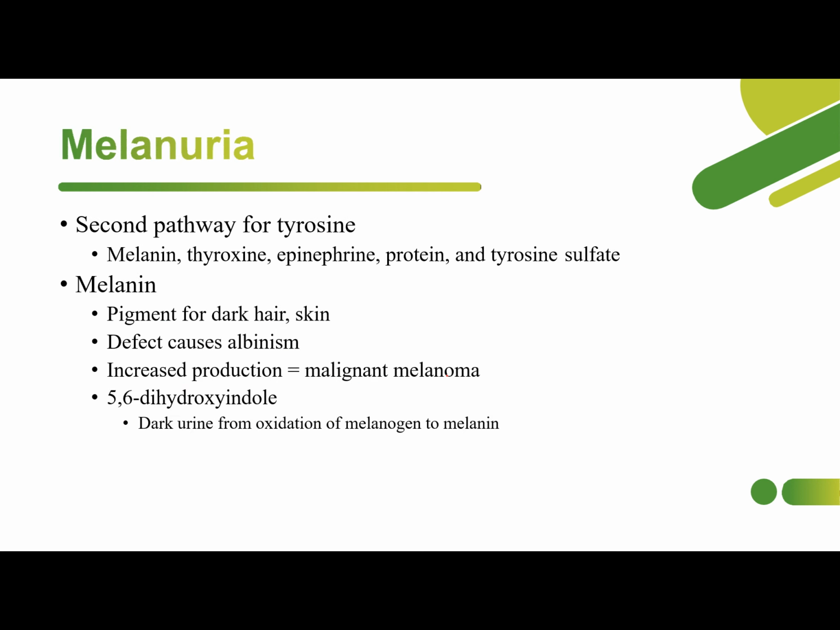Then we have your melanuria. Melanuria is the second pathway for tyrosine. Melanin, thyroxine, epinephrine, protein, and tyrosine sulfate are affected. Melanin, class, take note, is the pigment for dark hair and the skin. A defect in melanin can cause albinism. Increased production of melanin, naman, class, would cause malignant melanoma. There would be increased 5,6-dihydroxyindole. So this can cause dark urine from the oxidation of melanogen to melanin.